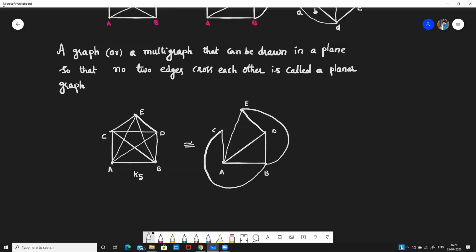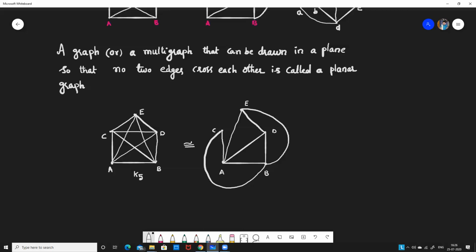Then how can I draw an edge from D to C? Suppose if I draw an edge from D to C, it is crossing here, right? It is crossing. Then how can I draw the edge? Is there any possibility of removing this edge and drawing it in one more direction from A to E? Is it possible? No, right?